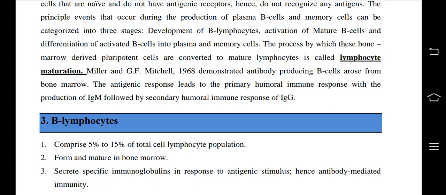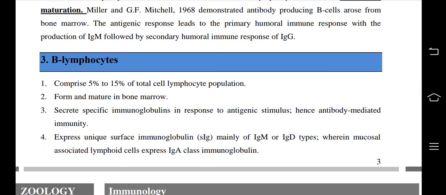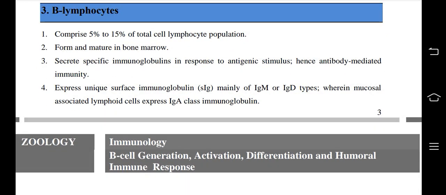Miller and J.F. Michael, 1968, demonstrated antibody producing B cells arose from bone marrow. The antigenic response leads to the primary humoral immune response with the production of IgM, followed by the secondary humoral immune response of IgG. B lymphocytes comprise 5% to 15% of the total lymphocyte population, and form and mature in bone marrow. They secrete specific immunoglobulins in response to antigenic stimulus, hence antibody mediated immunity.